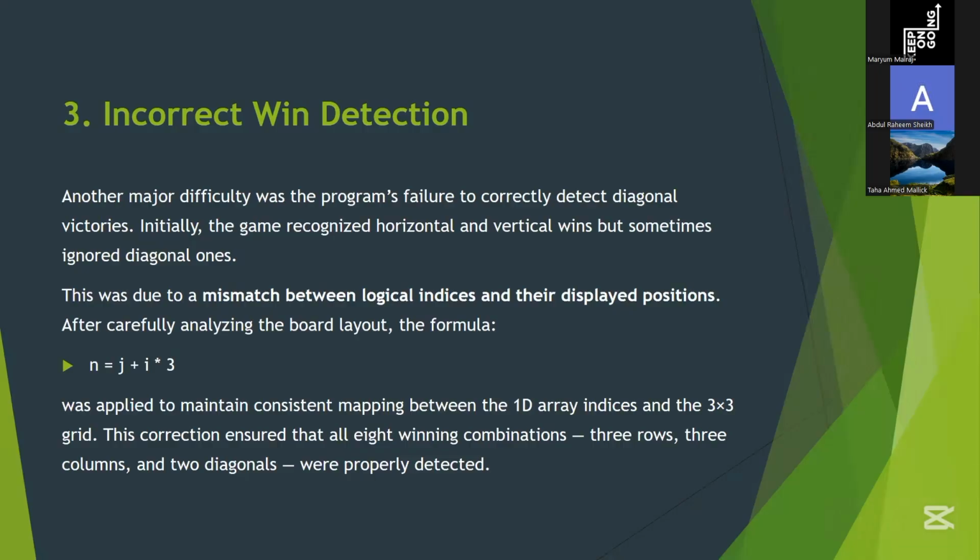Now I will discuss two main problems that we faced while developing our Tic Tac Toe game in C and how we solved them. The first problem was incorrect win detection. Another major difficulty was the program's failure to detect diagonal victories. Initially, the game recognized horizontal and vertical wins, but sometimes ignored diagonal ones. For example, if a player completed a diagonal line of X or O's, the game sometimes ignored it and continued running.